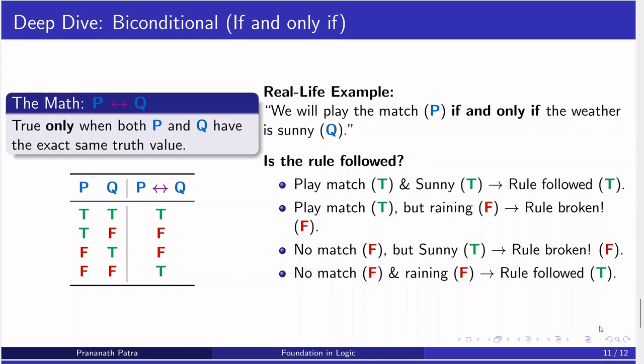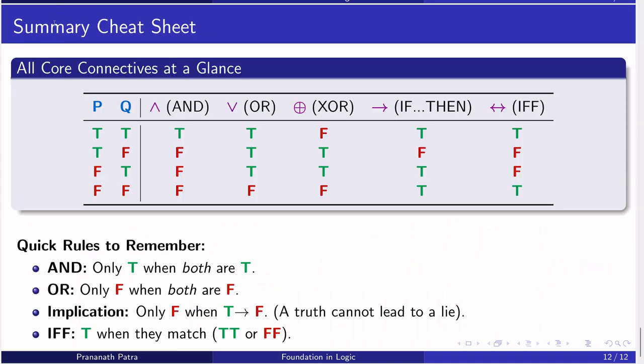And that brings us to our cheat sheet. Everything in one clean table. Let's go over the quick rules one final time so they stick. And, only true when both are true. One bad apple spoils the whole thing. Or, only false when both are false. Be generous, accept anything. Implication, only false when true leads to false. A truth cannot logically produce a lie. If and only if, true when they match, both true or both false.